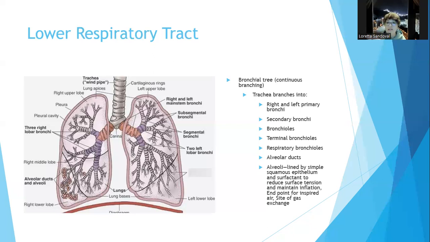If your alveoli don't have sufficient surfactant, the insides are going to stick together, like those produce bags at the grocery store where you can't get them apart and you can't get air into them. That's called atelectasis, when your alveoli can't inflate, and that's a problem, and we'll talk about that later. So the surfactant reduces surface tension to maintain inflation, and our alveoli are the end point for inspired air. It's the site of gas exchange. So really important, right? Super important area.